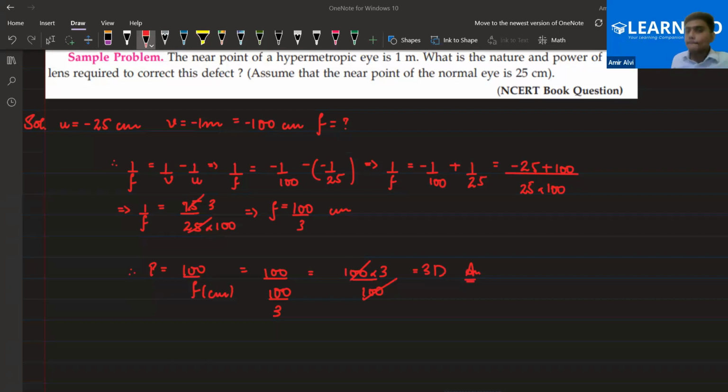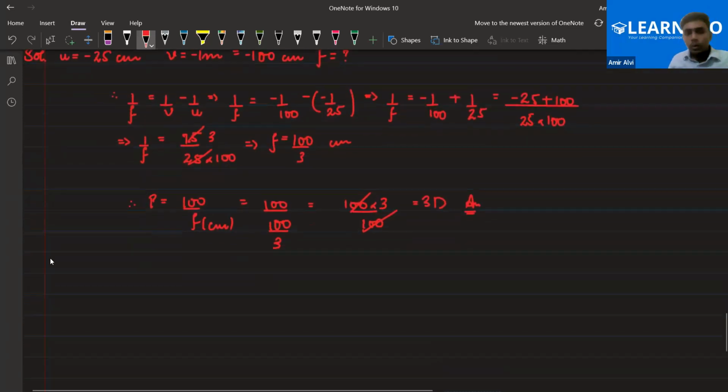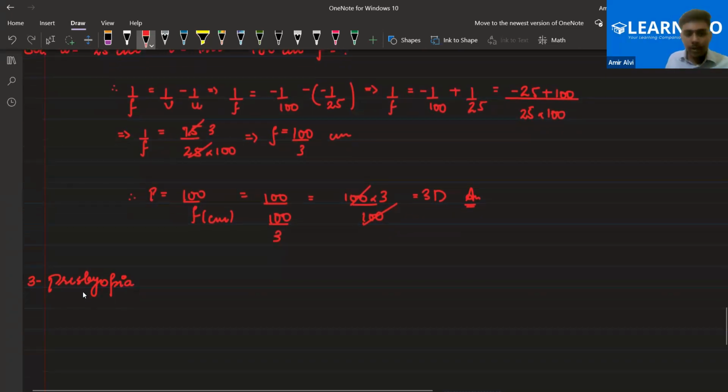No, sir. Okay. Now let's understand what is presbyopia and then cataract, and this topic would be done. Presbyopia is a condition due to the aging of the human body. It is natural, not a very rare case. Due to the aging of the human body and the muscles, the eye also becomes weak.